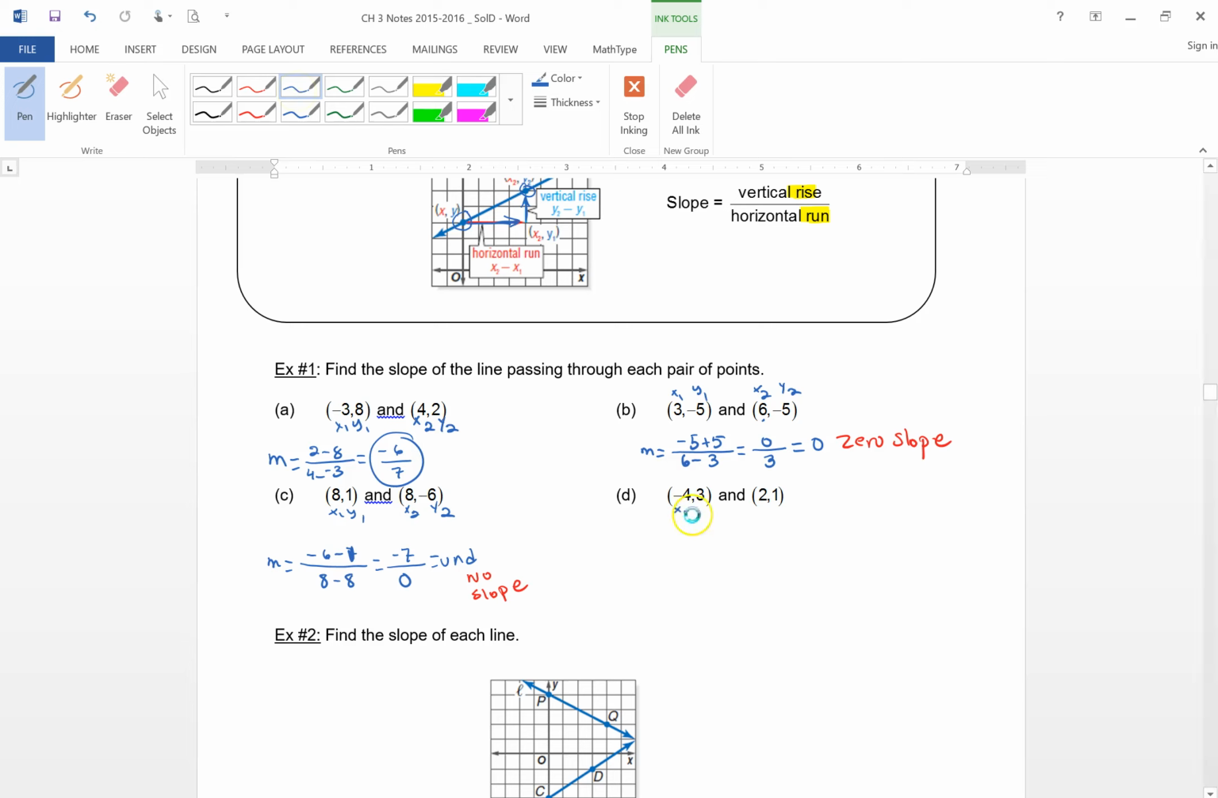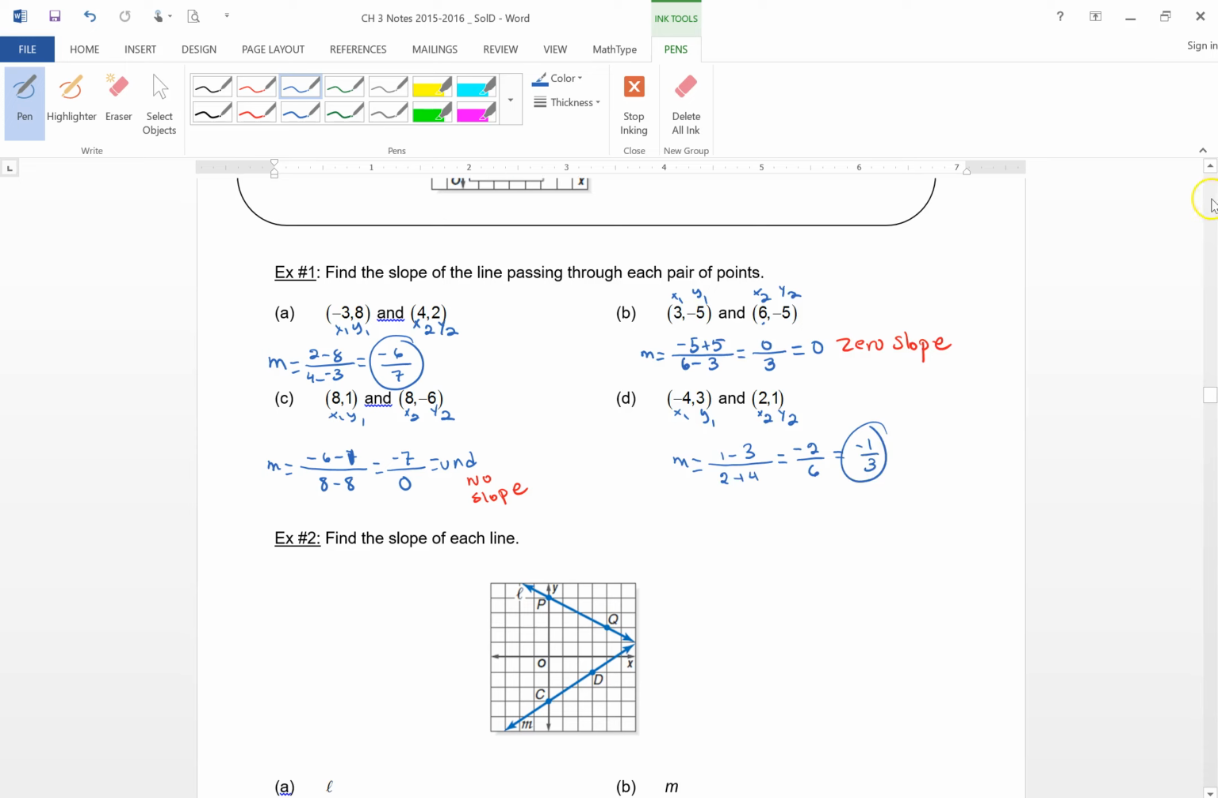Here we have x1, y1, x2, y2. Slope is what over what? 1 minus 3 over 2 plus 4. Negative 2 over 6, which you have to simplify to negative 1 over 3. Questions?